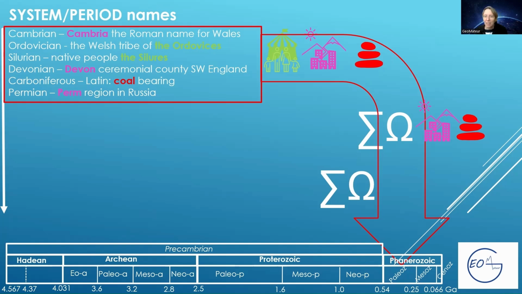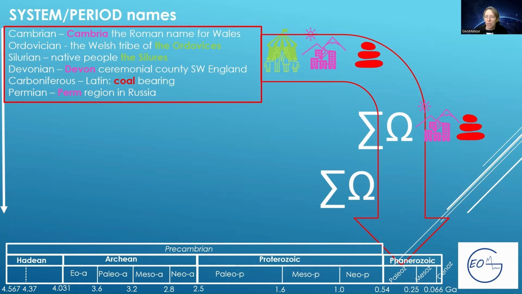Ordovician. Its name came from Ordovices, an ancient Welsh tribe, reflecting the period's discovery in rocks from Wales. The Silurian period or system, its name comes from the Silurs, an ancient Welsh tribe, reflecting the period's discovery of the rocks. Devonian. Its name comes from Devon, a region in southwestern England where rocks from this period were first studied.